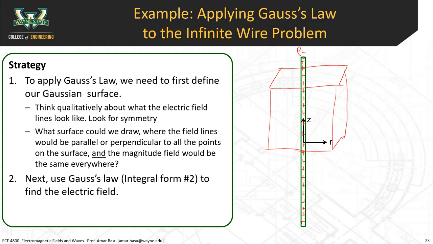Let's say my Gaussian surface was like a rectangle like this. And the question I want to ask myself is, is the electric field going to be the same everywhere on that surface? So is the electric field going to be the same here as it is here?